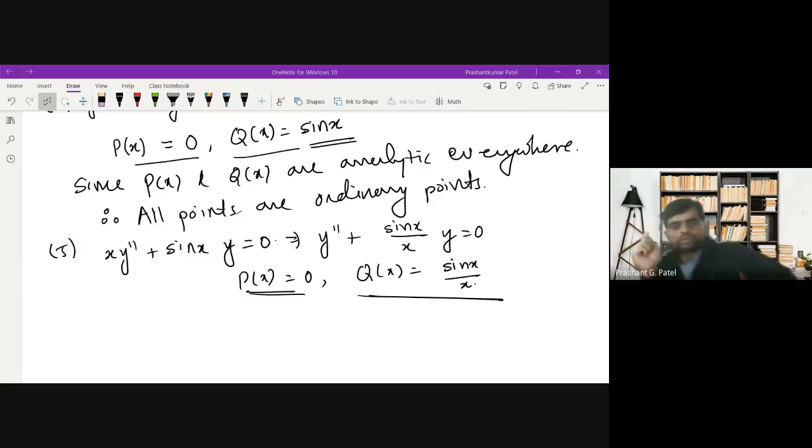Okay. I have said that analytic functions are those functions for which the power series exists. That is an equivalent definition: functions where the power series exists are called analytic functions, that is, well defined or well behaved functions. So here what is q of x? Q of x is sin x upon x.